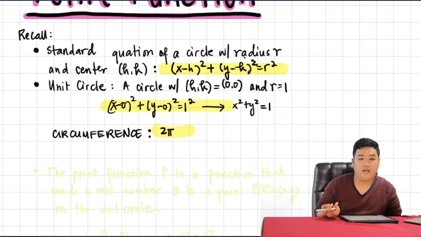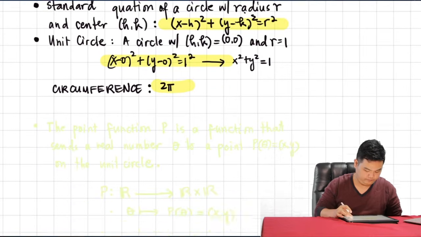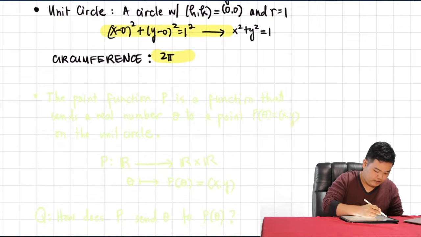So yung point function, which we denote by p, is just a function that sends a real number to a point on the unit circle. So yung real number, dinedenote natin siya as theta. And yung image niya under the point function is p of theta.